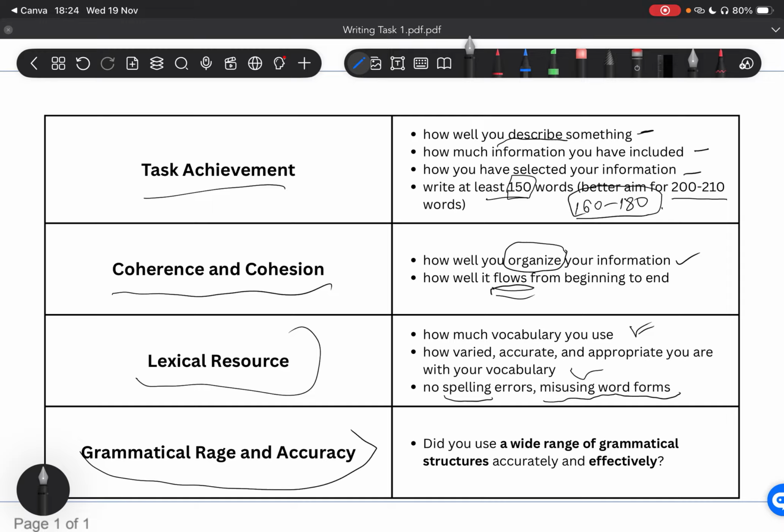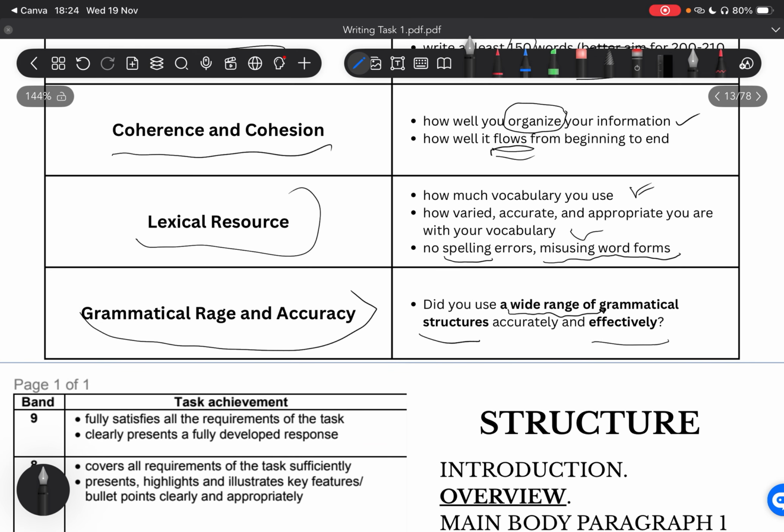For grammar range and accuracy, as we said earlier, it's how different your sentences are, like varying your grammar structures throughout the report, and of course, do it effectively. Effectively means that they do really give the sense in the given way of the structure.